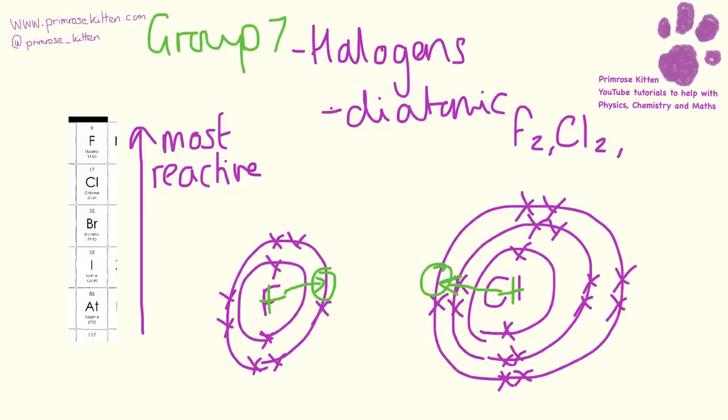And the harder it is to pull things in, the less reactive it's going to be. So again, the technical term for this is shielding. Chlorine has more shielding, so it is less reactive because it is harder to pull electrons in.